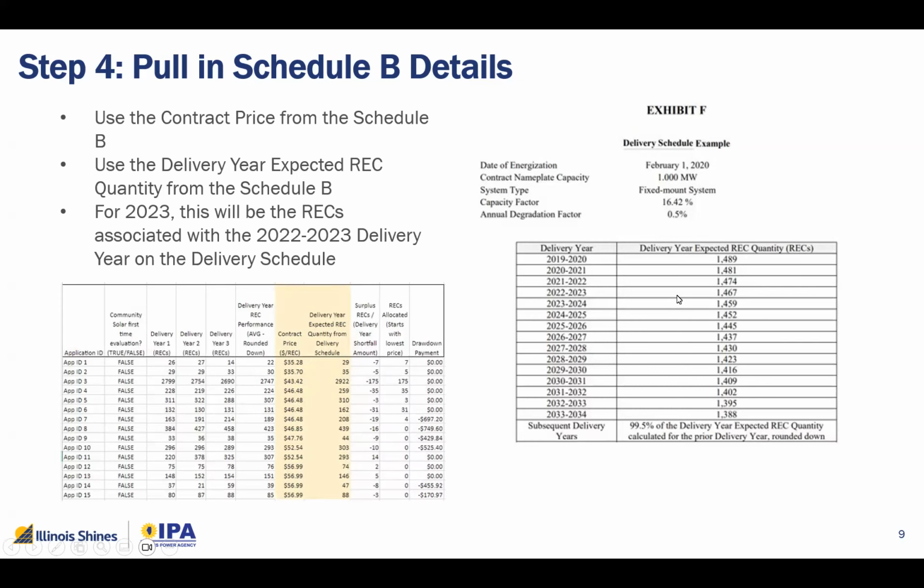So in this example contract, this is just pulled from the contract posted on the website. This system would use 1467 as its expected REC quantity for this year. Next year, it would use 1459 and so on.